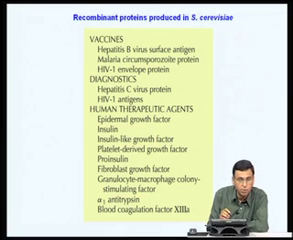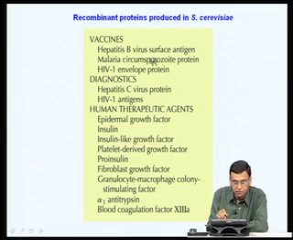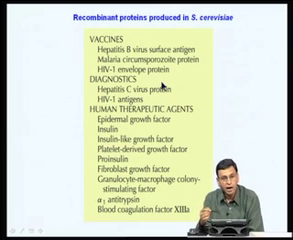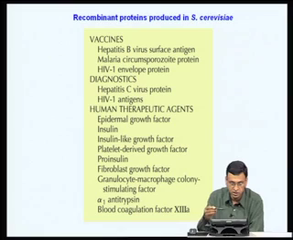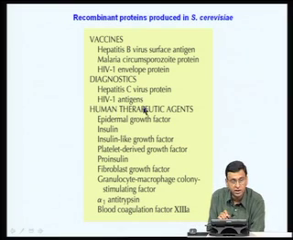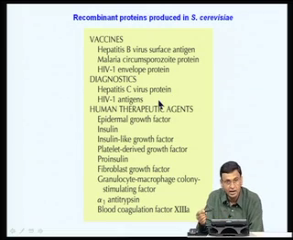Some of the vaccines which have been very successfully expressed in Saccharomyces cerevisiae are the hepatitis B surface antigen, the malaria circumsporozoite protein, and the HIV envelope protein. They have all been very successfully expressed, and either they have been approved for human use or are in various stages of clinical trials. For diagnostics, the hepatitis C virus protein and many HIV antigens have been expressed, and these recombinant proteins can be used for things like ELISA and Western blot for diagnostic purposes.